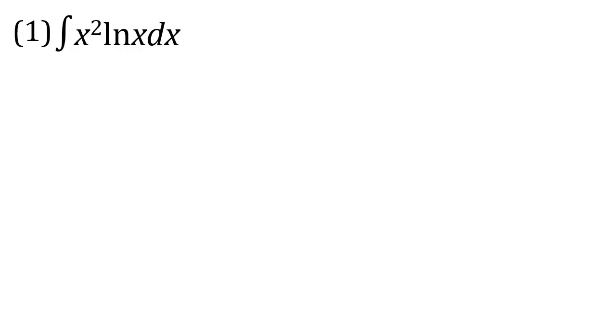Number 1. The integral of x squared ln x dx. Based on our acronym, LIATE, look at the given. We have x squared, we have ln x, and we have dx. L is the logarithmic function, which here is ln x. Since L comes first before A, we will consider ln x as our u. So our dv will be x squared dx.